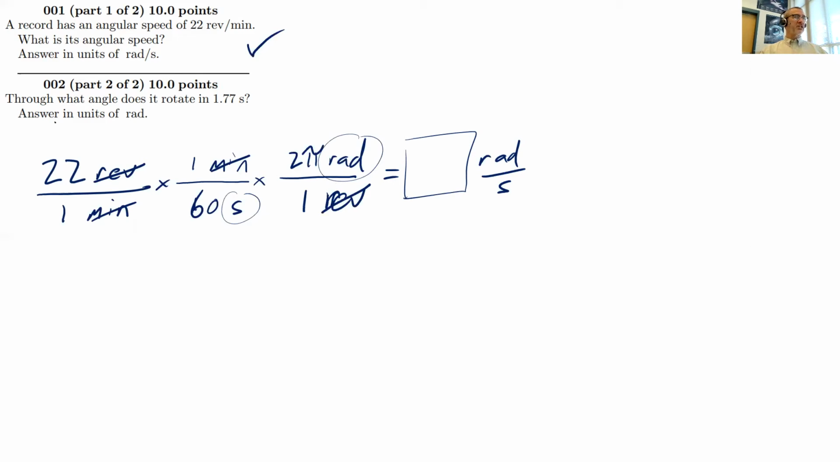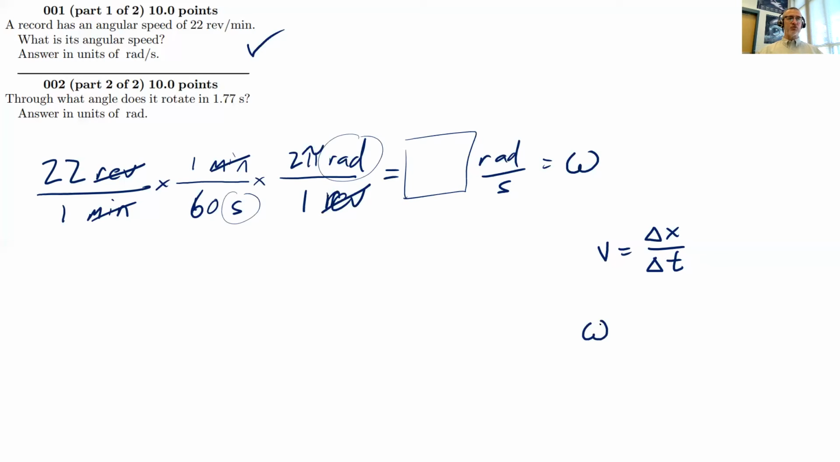Now, question number 2 says, through what angle does it rotate in 1.77 seconds? Well, radians per second, that is my angular velocity. So that's going to be the omega. Now, I know that in linear terms, if we have a velocity, that's going to be the change in position divided by the change in time. So the how far the position has changed in a certain amount of elapsed time.